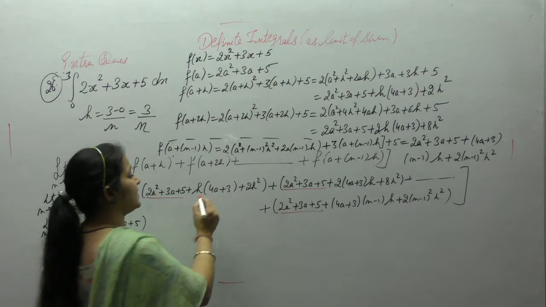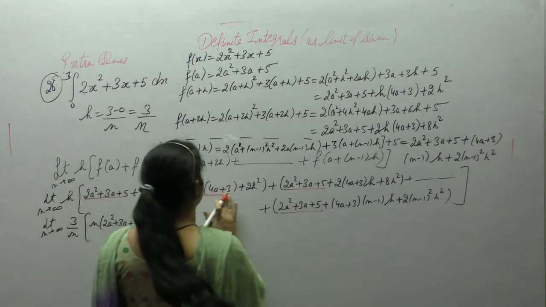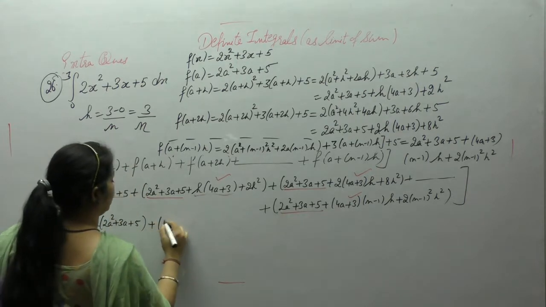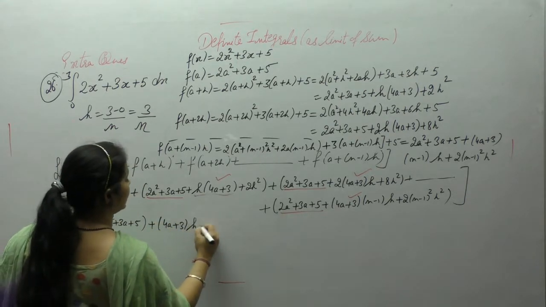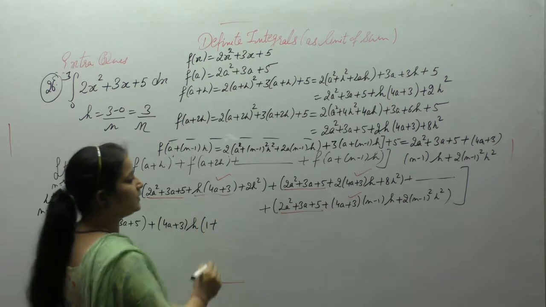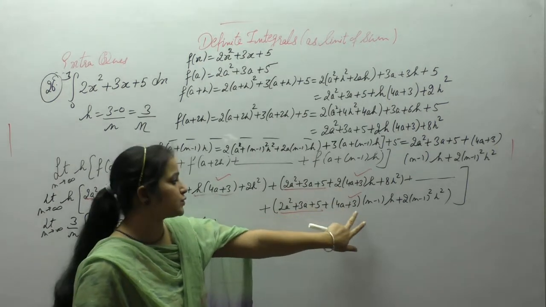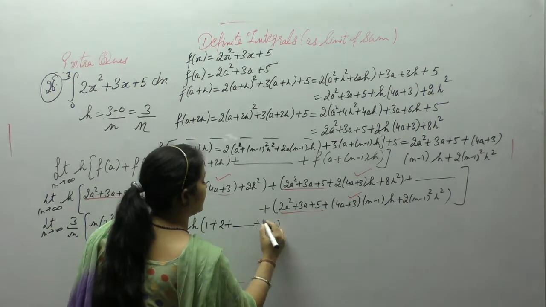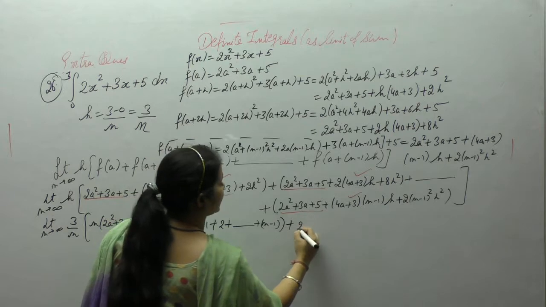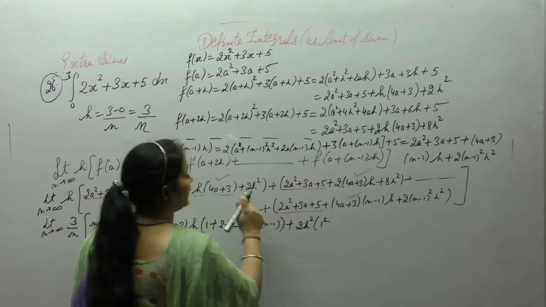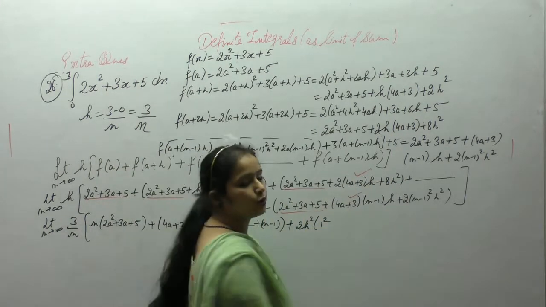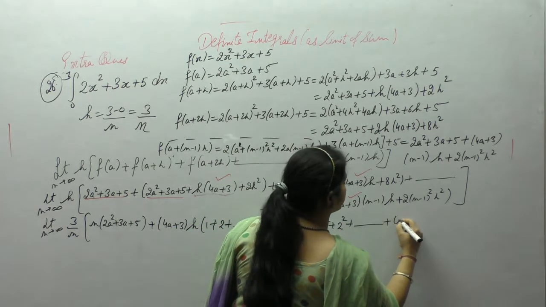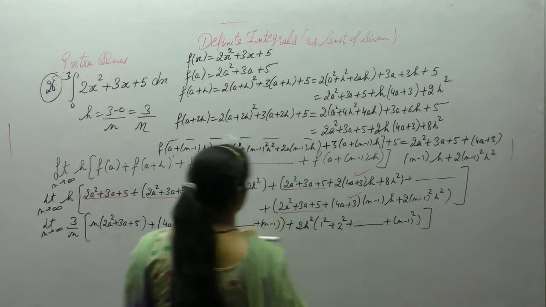Now in the terms of h, take (4a plus 3) into h common. Here we are left with the term 1, here we are left with 2, and so on up to n minus 1: 1 plus 2 plus up to n minus 1. Now take 2h square common. Here we are left with 1, then 2 common, 4, 4 is square of 2, and so on up to (n minus 1) whole square.